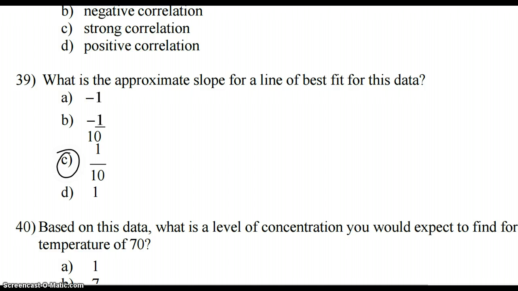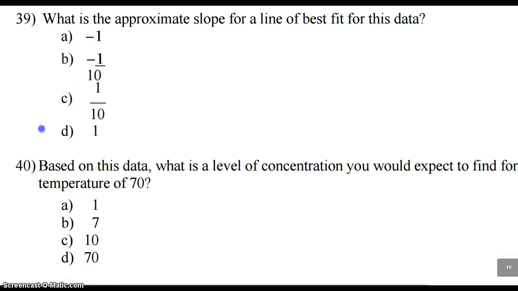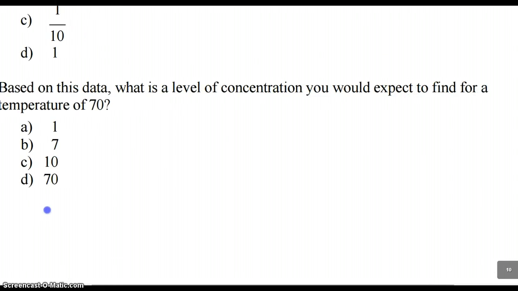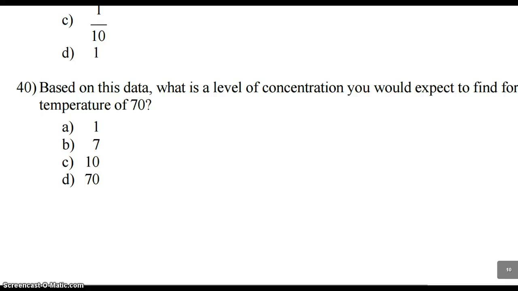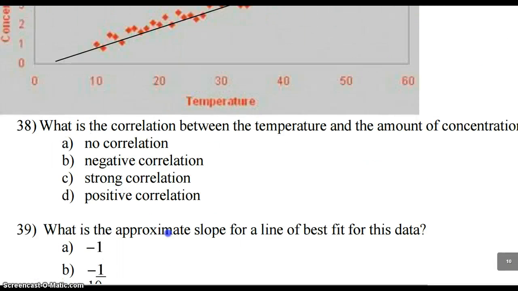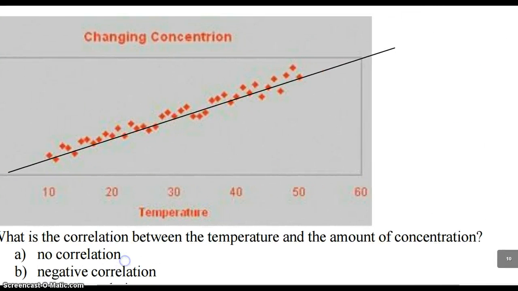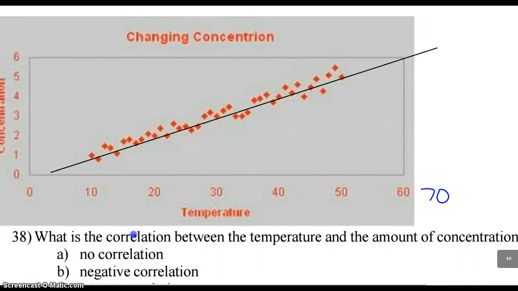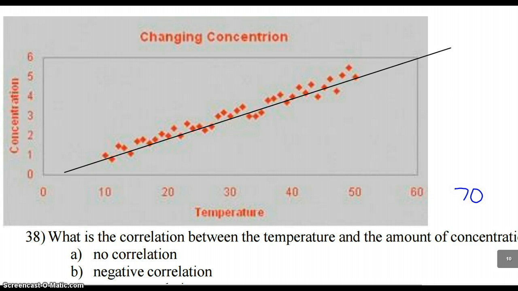Alright, so let's check out number 40. They're going to ask us to make one more prediction and then we're done. So based on this data, what is the level of concentration you'd expect to find for a temperature of 70? Let's first look at where 70 would be. Alright, somewhere over here. Okay, about right there.